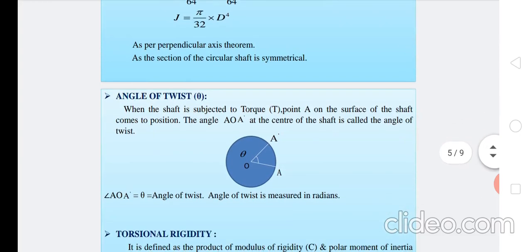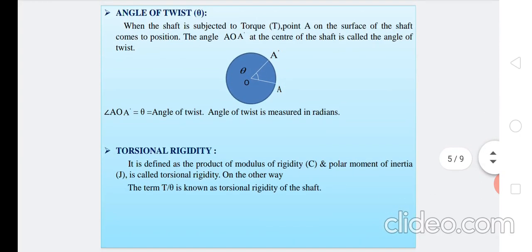Now, what is angle of twist? When a shaft is subjected to torque, point A on the surface of the shaft changes to the position A dash. The angle AOA dash at the center of the shaft is called the angle of twist. That is, angle AOA dash equals theta, the angle of twist. This angle of twist is measured in radians.